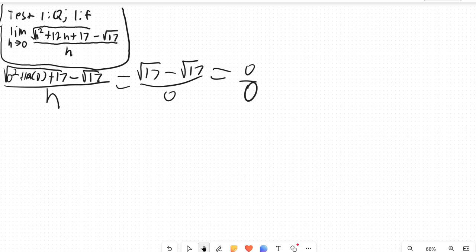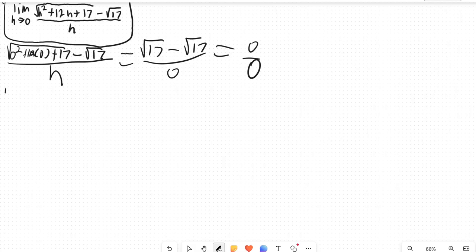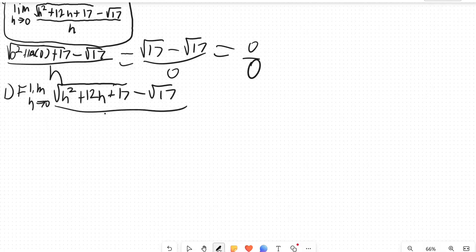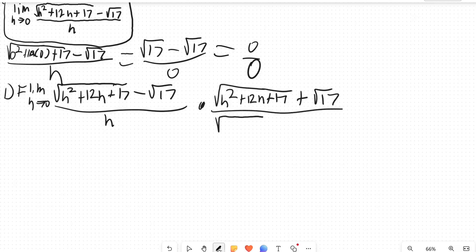So to start this equation off, we will multiply this by our conjugate. So for step 1, we will multiply by our conjugate. So we will take the limit as h approaches 0 of the square root of h squared plus 12h plus 17 minus square root of 17 over h, multiplied by our conjugate, which would be the square root of h squared plus 12h plus 17 plus square root of 17, over the same thing.